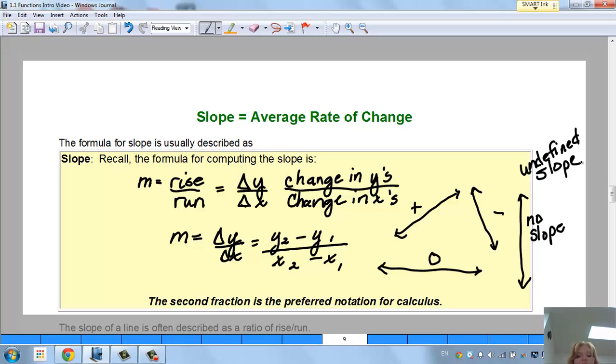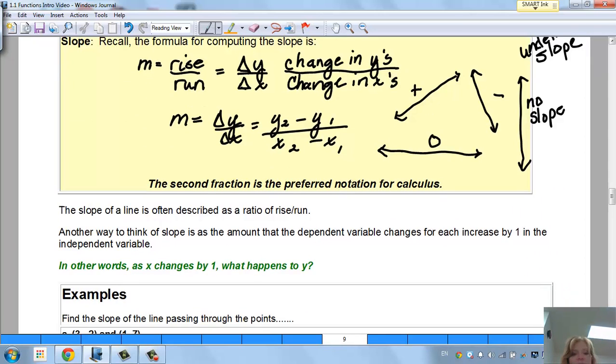Now, the second fraction is preferred for the notation in calculus. So this is what we use a lot. The slope of a line is often described as a ratio of rise over run, which I showed you. Another way to think of slope is as the amount that the dependent variable changes for an increase by 1 in the independent variable. So if you'll notice, the dependent variable is on the top, the numerator, and your independent variable is in the denominator. In other words, as x changes by 1, what happens to y?